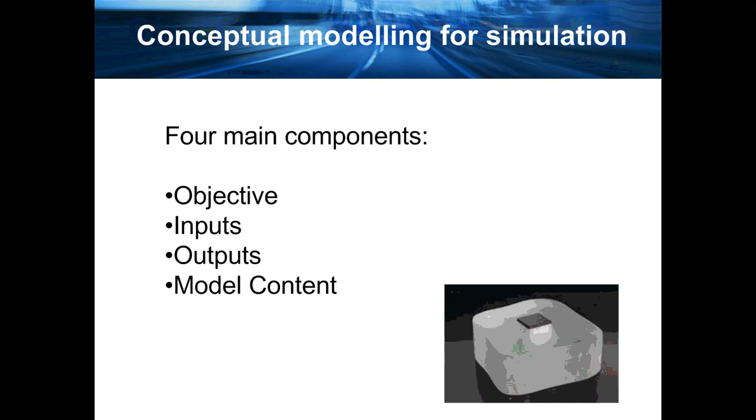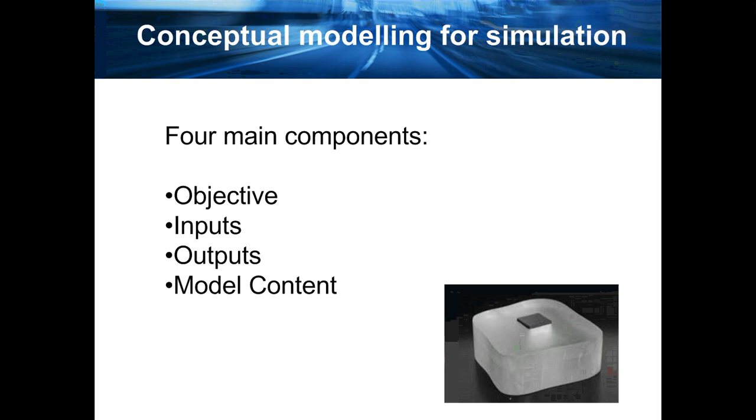There are four main components of the model. The first one, objective. It is about what the project is about, or the purpose of the project. The second one is input. It is the elements of the model which can be changed to affect the result. Third one, output. It is a result or a report which is generated from the model. The last one is the model content. It consists of the components that are represented in the model and their interconnection.